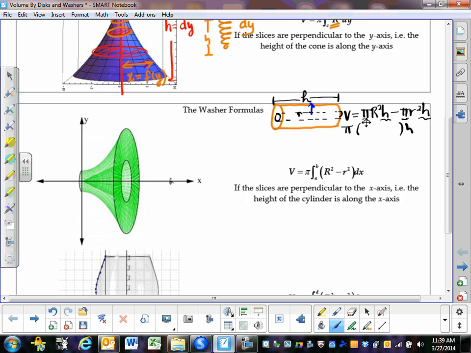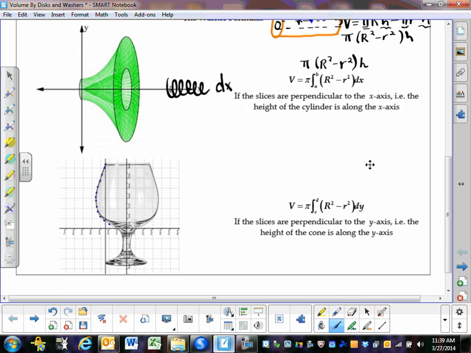And so we end up with the radius squared minus the small radius squared. And since the radius is the part that's changing in our picture, that's the part that has to be integrated. So this is still pi, large cylinder squared radius, small radius squared, times h. And again, if we're spinning around this way, we'll have a dx. And if we're spinning vertically, we'll have a dy.